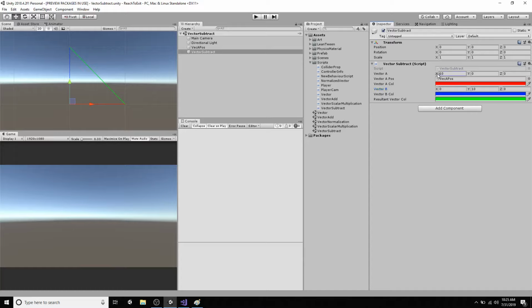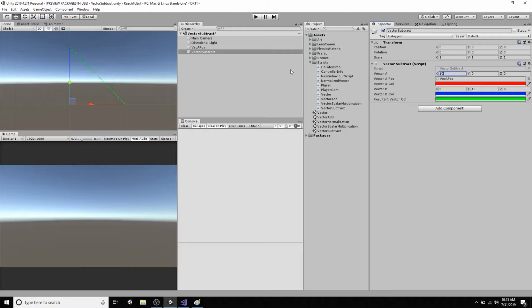And now if I adjust the red vector, that is vector a, in the x-axis like this, you see the resultant vector also changes like this. Likewise, if I adjust vector b, you can see it goes from here to here, and if I adjust the y position, you see still it goes from here to here. So this is what is called vector subtraction.